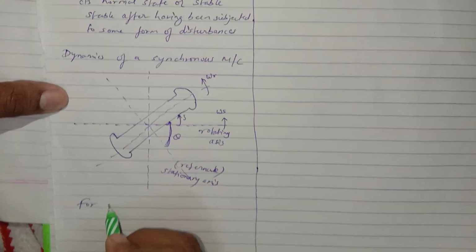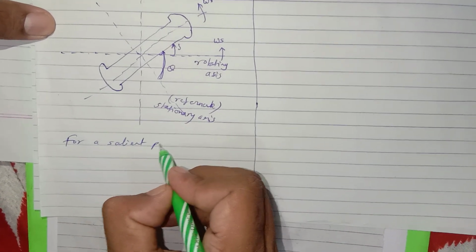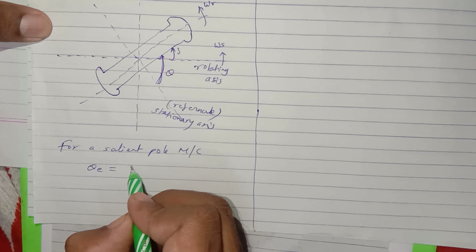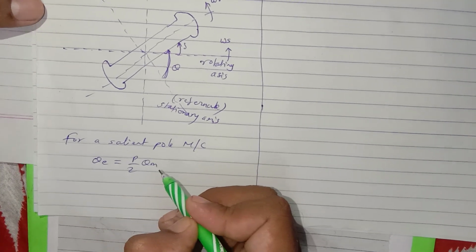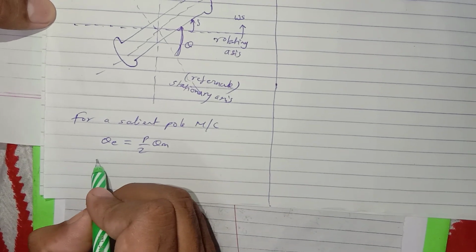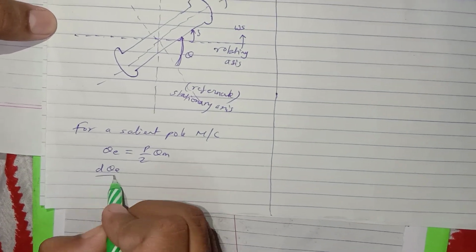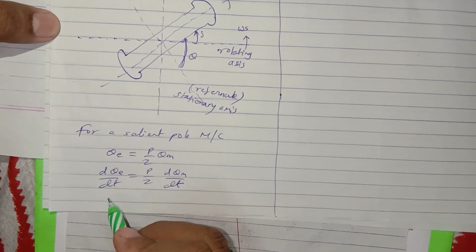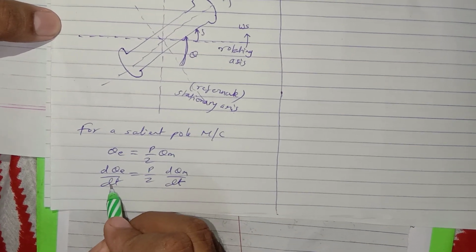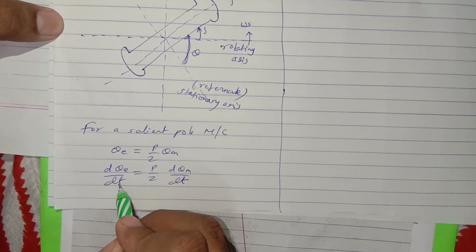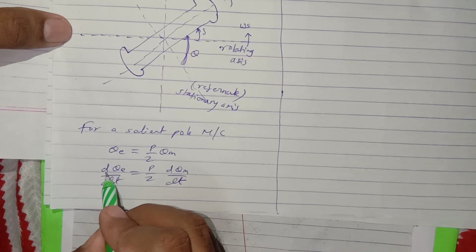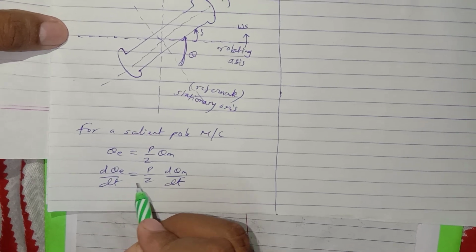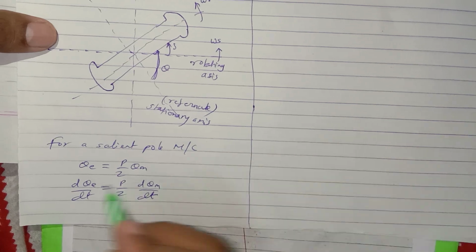Now for a salient pole machine, we know that theta E is equal to P by 2 theta M. Now differentiate this equation with respect to t. We get d theta E by dt equal to P by 2 d theta M by dt. Now we know that the rate of change of angular displacement with respect to time is nothing but the angular velocity, or we can say angular speed.